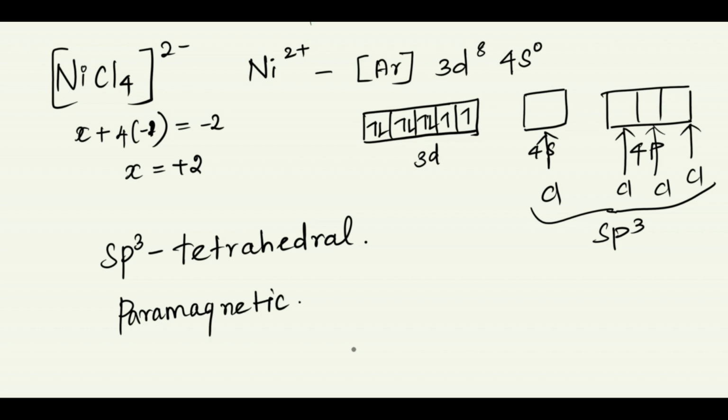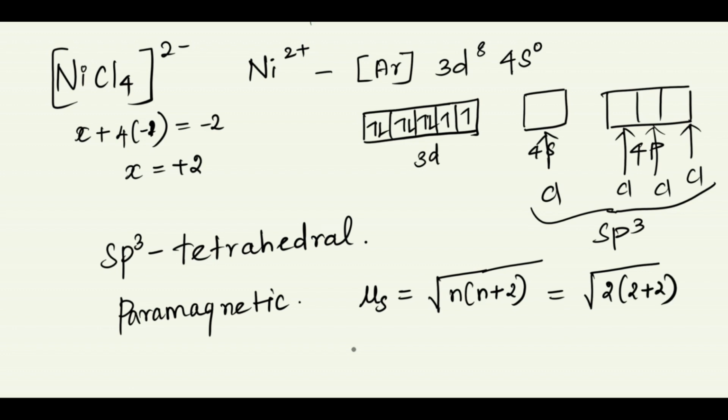What if they are asking the magnetic moment? Then we know mu s is equal to root of n into n plus 2. So two unpaired electrons are there. So overall, the magnetic moment becomes root of 2 into 4, root 8, right? Which will become 2 point something. Okay. So this is how you have to find it out using VBT.